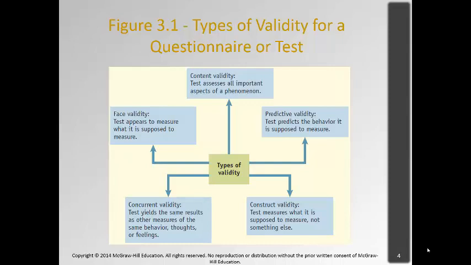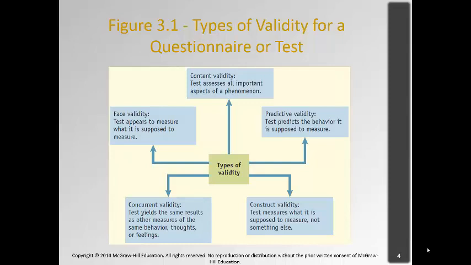Predictive validity means the test predicts the behavior it's supposed to measure. So, for example, measures of suicidal ideation would want to be predictive of eventual suicide attempts, such that people who would score high would be those who are most likely to make a future suicide attempt. So those tests would help us determine who is at most risk.